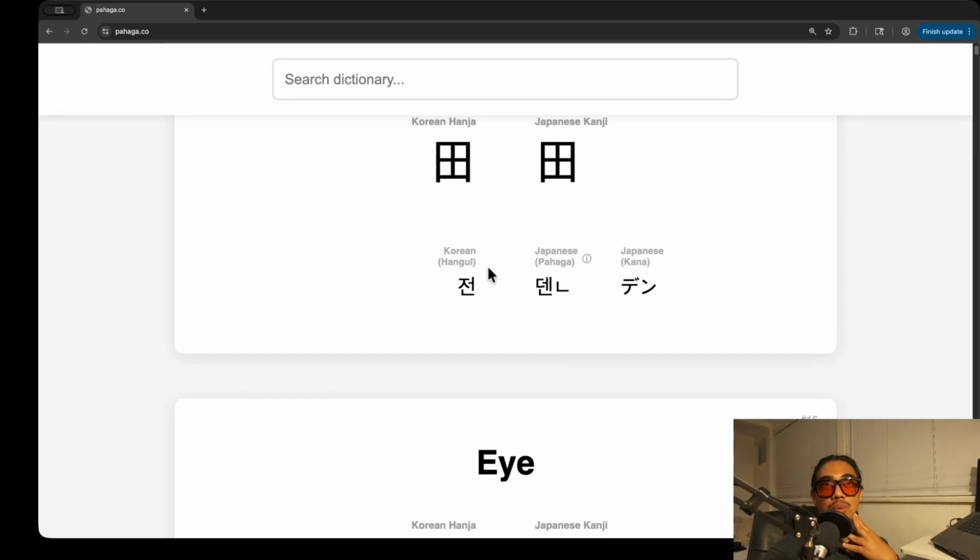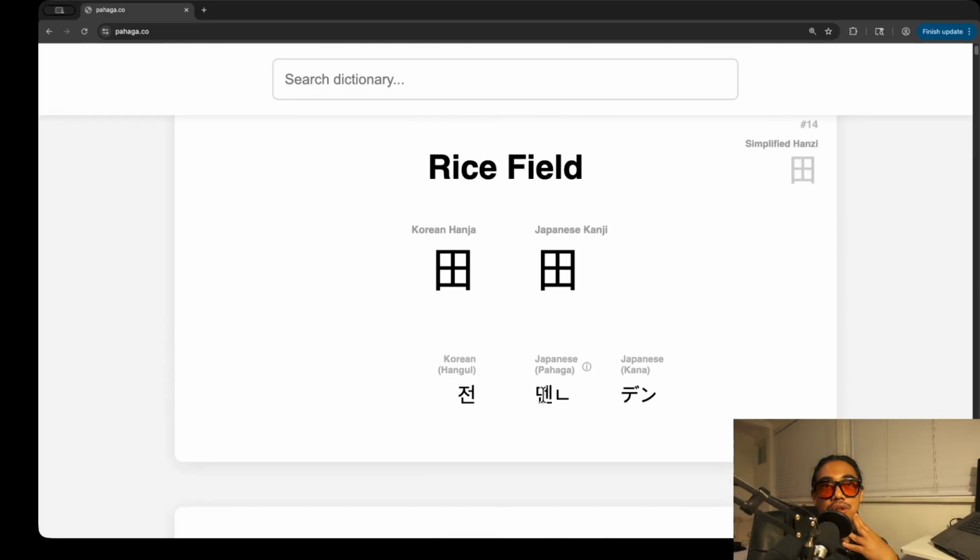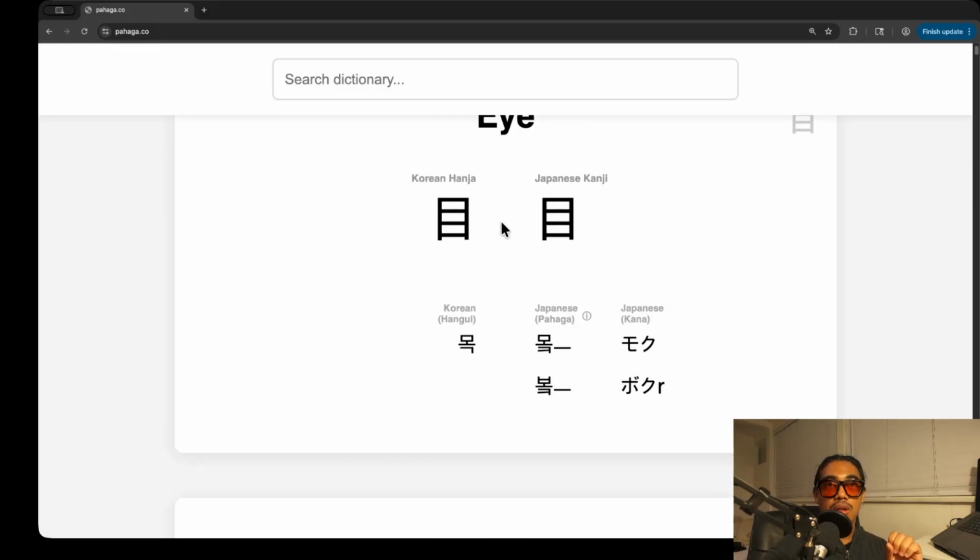Here as well, like rice field, we have jeon and den. Even if you don't know how to read Hangul, you can see, oh look, we have this vertical line here and a vertical line here, and these two are the same. And that's because they are the same. They're originally from the same Middle Chinese word.